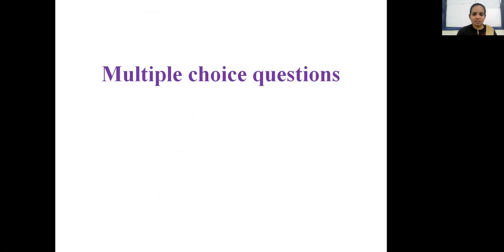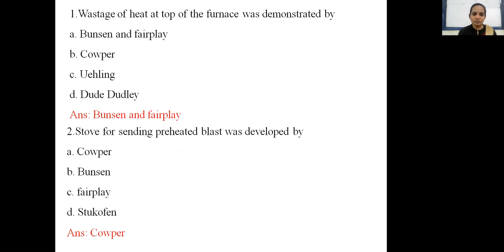Let's discuss some multiple choice questions. Wastage of heat at the top of the furnace was demonstrated by: Bunsen and Playfair, Cowper, Helling, Dudley. First, let's see the question properly. Wastage of heat at the top of the furnace was demonstrated. Here, it suggests that enormous heat is wasted at the top of the furnace.